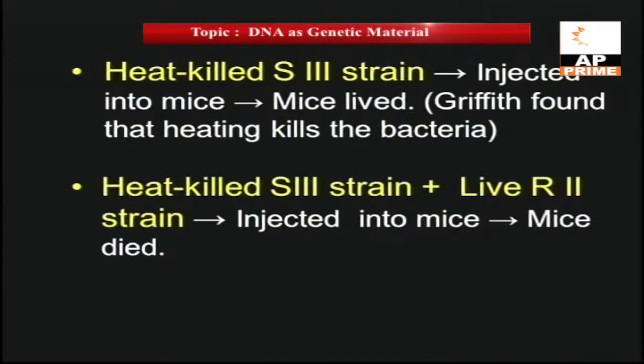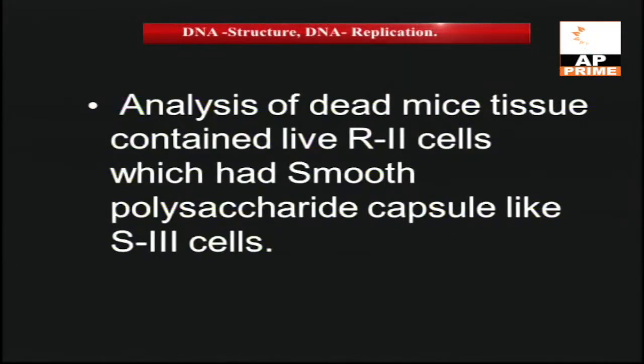Then he tried a combination of heat killed S3 strain mixed with live R2 cells and injected it into mice. Surprisingly, there were symptoms of pneumonia. Here we get a question: if it is a heat killed bacterium, will it be able to cause disease? The answer was that analysis of dead mouse tissue was found to contain live R2 cells which had a smooth polysaccharide capsule like S3 cells.